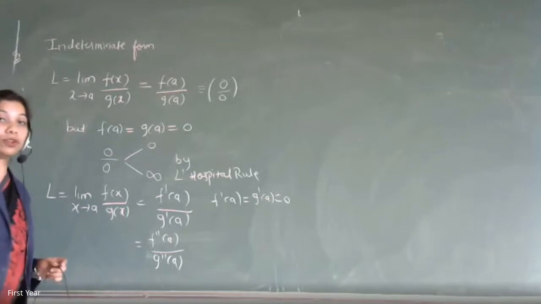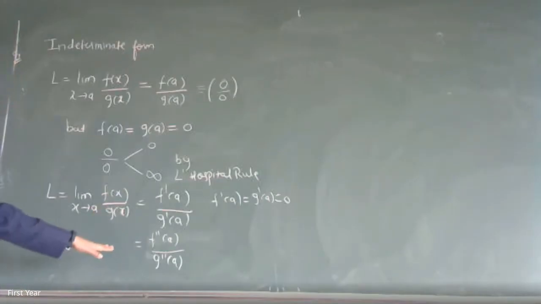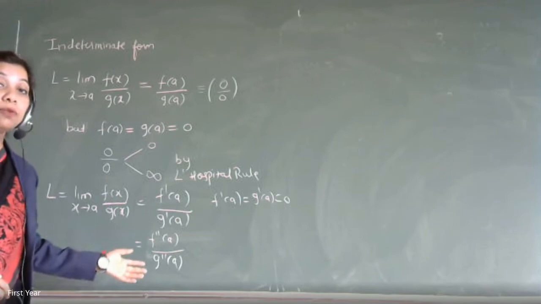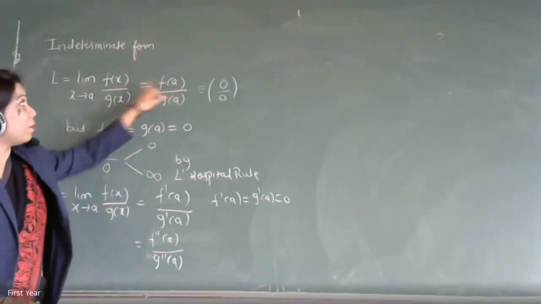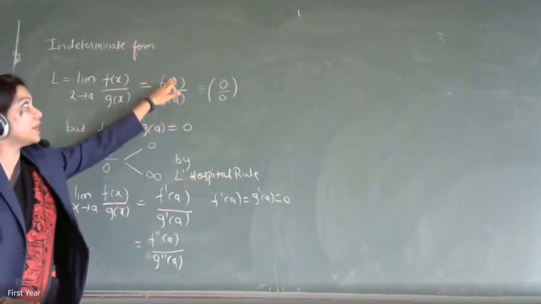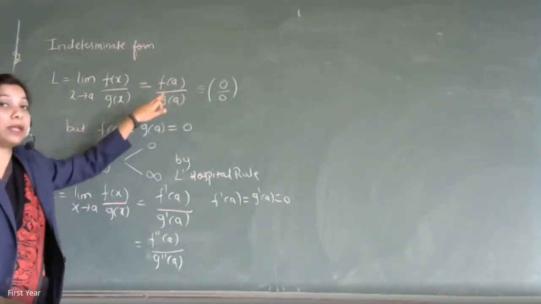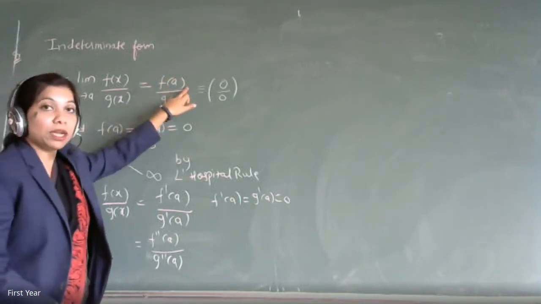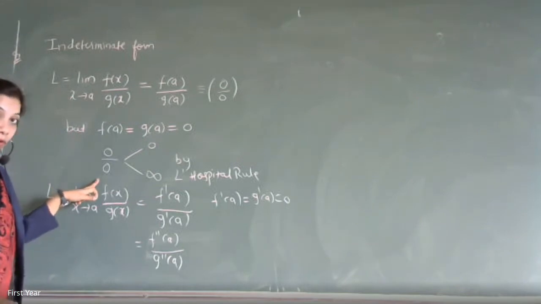This is what I have used, isn't it? If you don't remember, that's okay, for those I'll tell you how we get it. What do we do if it is in 0 by 0 form? f of x upon g of x, how do we find the limit value? If both of them are becoming 0, that is f of a is becoming 0 as well as g of a is becoming 0, then it is 0 by 0 form.